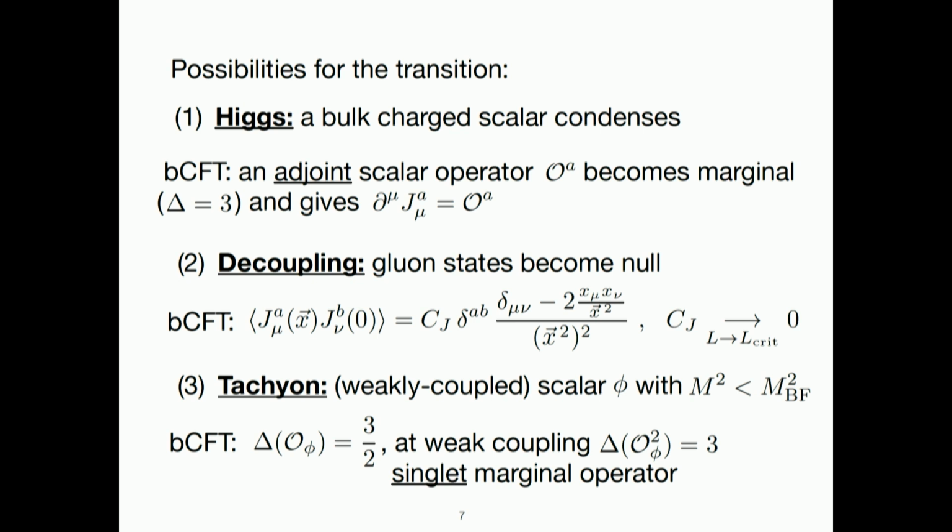But then, at least if you are at weak coupling, and indeed this Breitenlohner-Freedman bound usually applies when we have some weakly coupled scalar, we can take the square of this operator, and we see that it becomes of dimension 3. So we get a marginal operator which is a singlet under all the symmetries. And so this operator can start running and destroying the conformal invariance of the boundary condition.